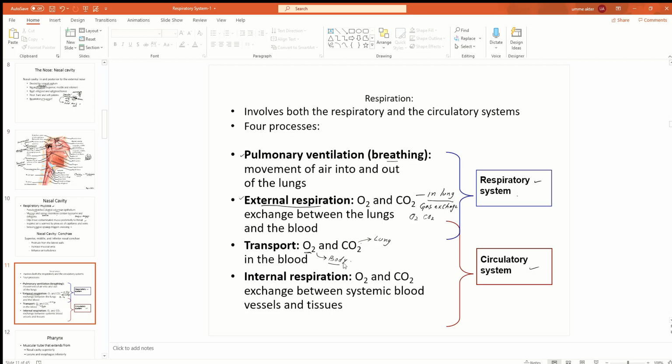So blood does what? Takes the oxygen from the heart to the body, and carbon dioxide is taken from the body to the lung and expelled outside of the body from the lung. Okay, so that is the transport. And who does the transport? The blood carries those two. Then internal respiration occurs in the tissue.